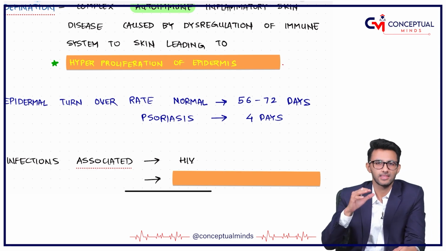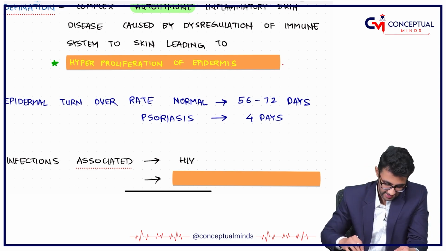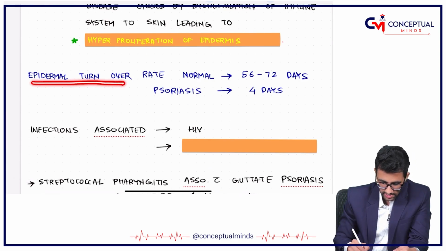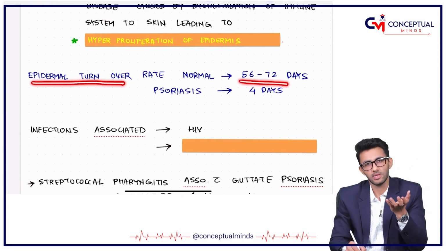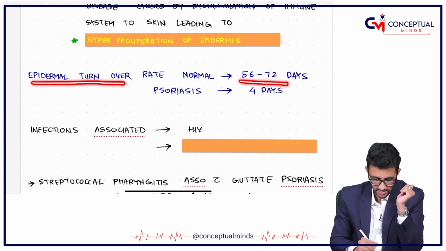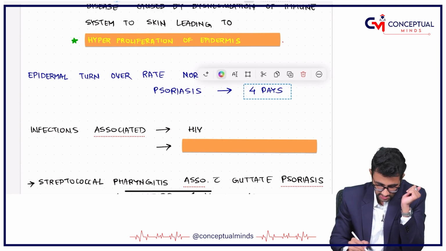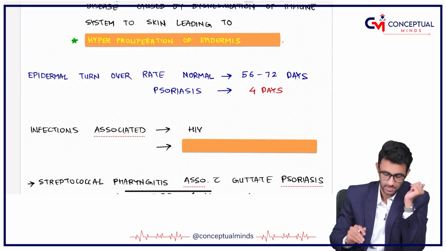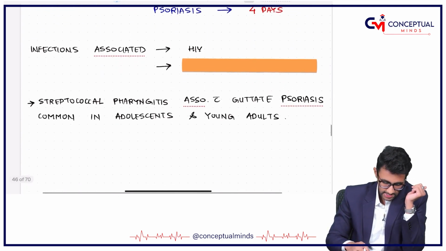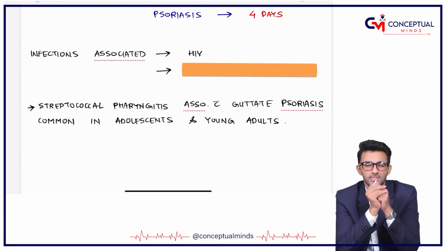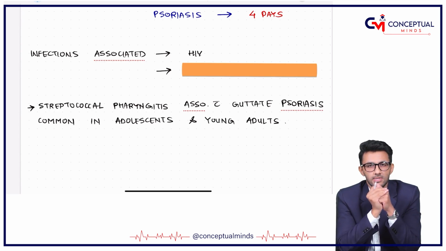Alright, so that is about the definition. We just discussed that the epidermal turnover rate is normally about 56 to 72 days in a normal person, and in somebody who has psoriasis, it is as short as 4 days, right? And there are some infections associated with it. One of them is HIV, and the next one is streptococcal pharyngitis.